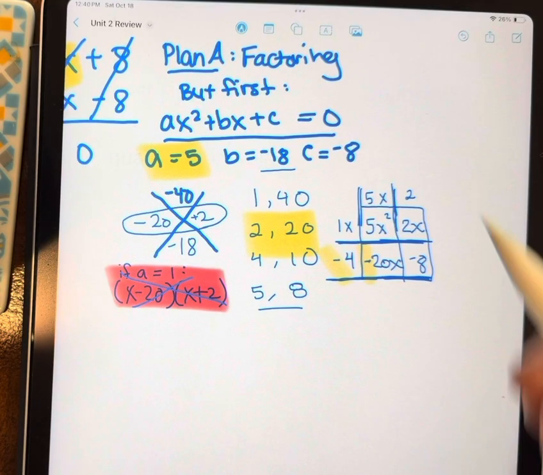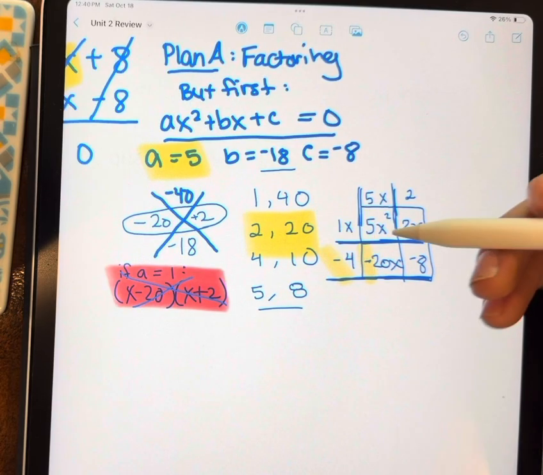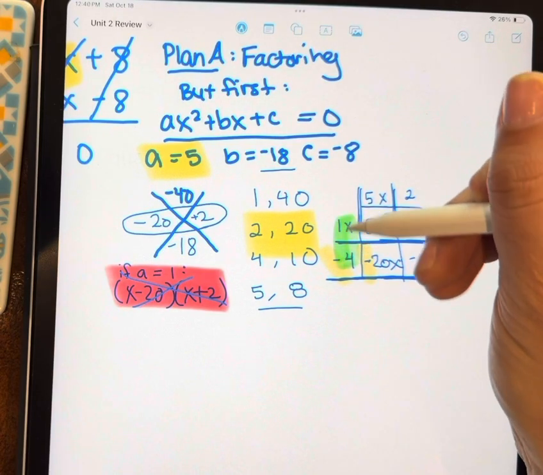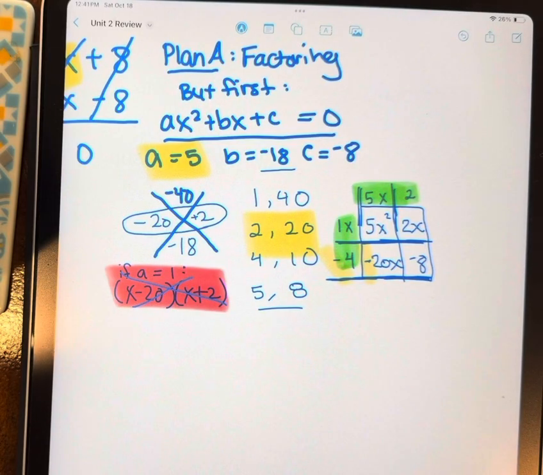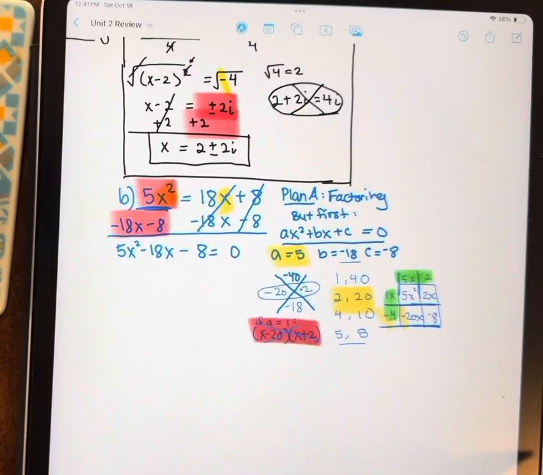Finally, I am done. Ooh, that's a really big highlighter. Ooh, wrong spot. Third time's a charm. These are what go in the parentheses. Ooh, and that rhymed.